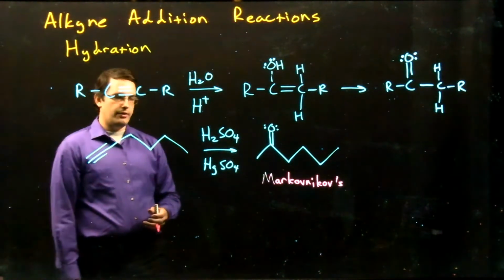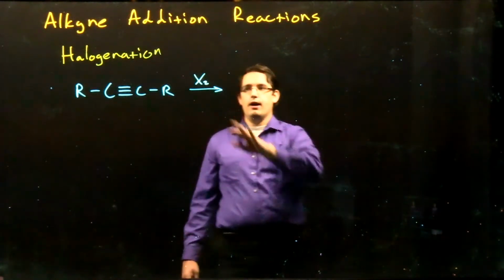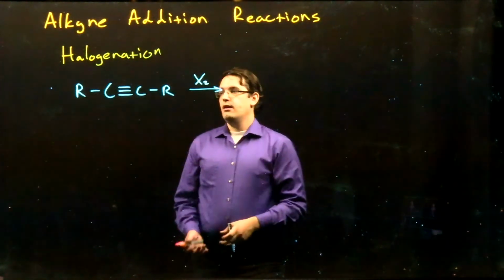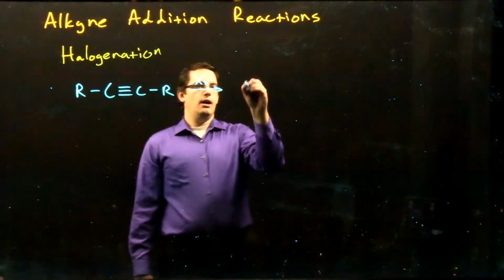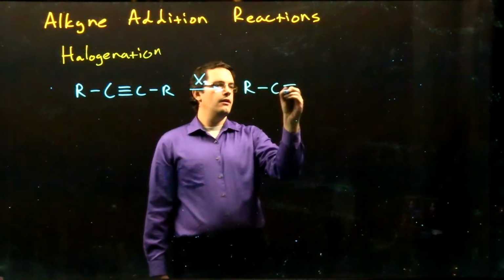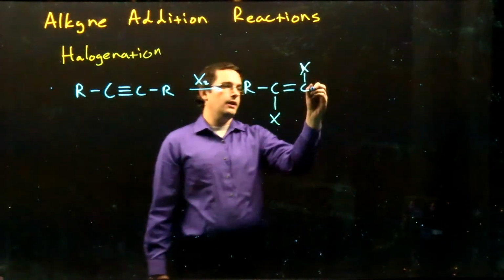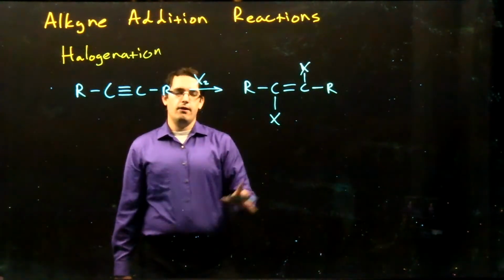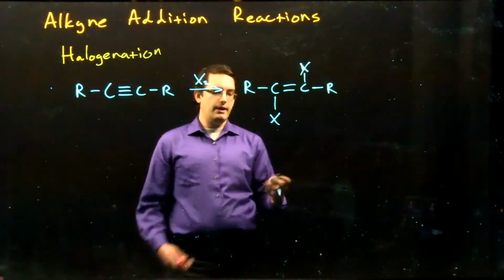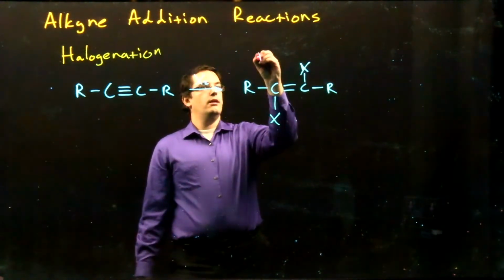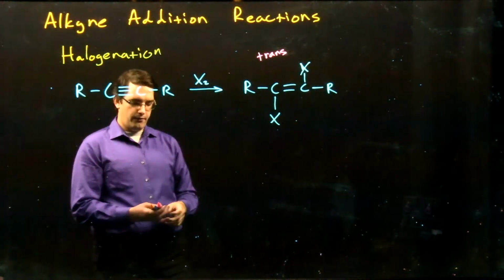rare anti-Markovnikov reactions. Our next reaction involves halogenation with our diatomic halogen. So in this case, again, with our alkene, remember that we added that halogen onto either side of our bond, and we did this in an anti-fashion, which interestingly is continued for our alkyne. So we get them adding on in an anti-fashion to create a trans isomer, right, where our halogens are on opposite sides of our new double bond that forms.